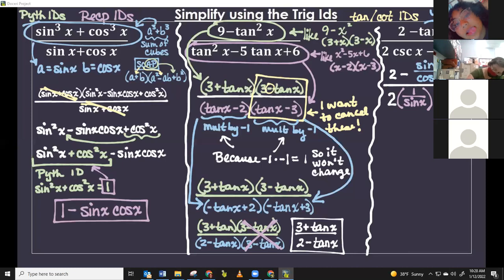All right here, I can simplify that a little bit. So I would have 2 minus sine x over cos x, all over, this would be 2 over sine x minus 1 over cos x.